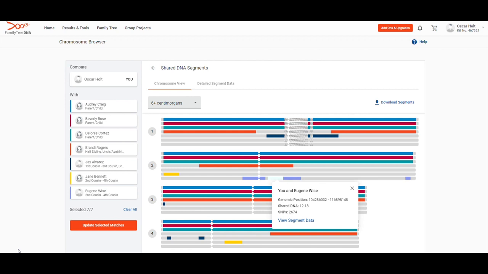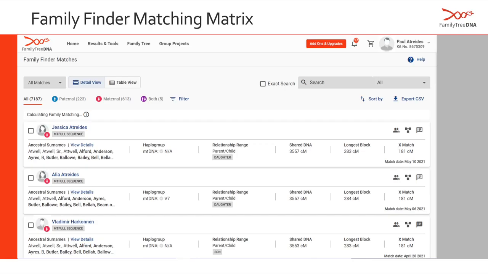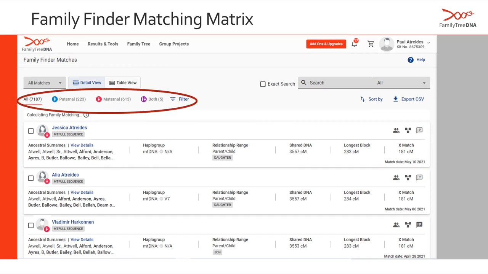If you're investigating a match that shares 20 centimorgans or less, you'll want to confirm that they share a common ancestor with you. The quickest way to confirm this is by testing parents. If they match both you and a parent, then the match is identical by descent.